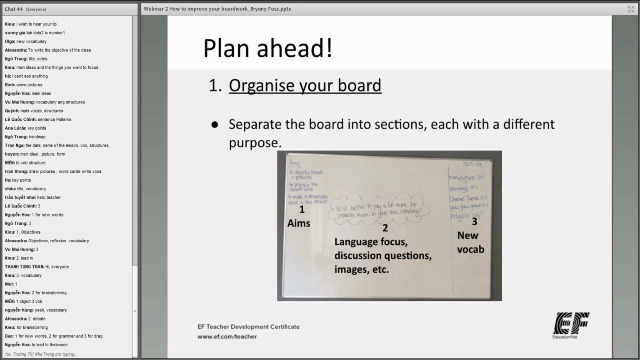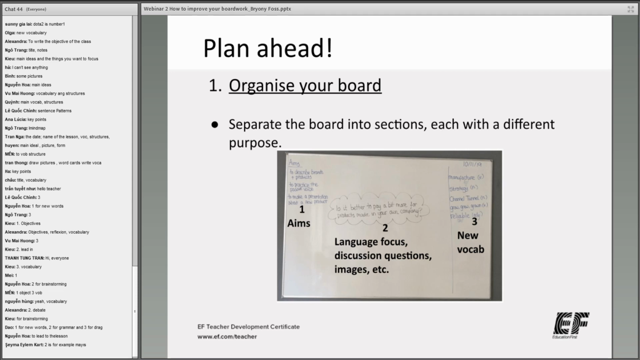All right, so I have separated the sections into number 1 is where I'm putting my aims. As you can see, it even says aims at the top because it's very important that your students know what they are practicing and learning in your lesson. Another word for aims is objectives. I think some of you have written that.